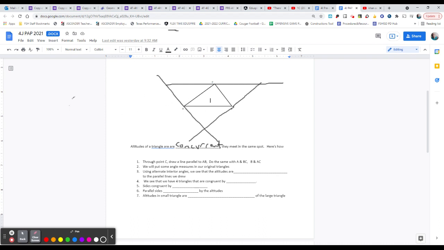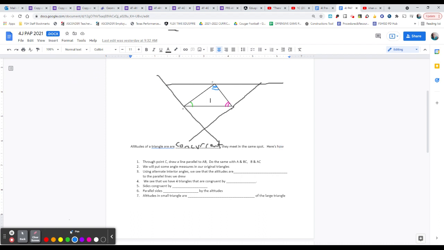Okay. And what's going to happen is this. I didn't draw the altitudes yet. But what's going to happen here is this. If I look at these angles in this triangle right here, angle A is this angle right here. Let's say angle B is this pink angle right here. And angle C is this blue angle up here.